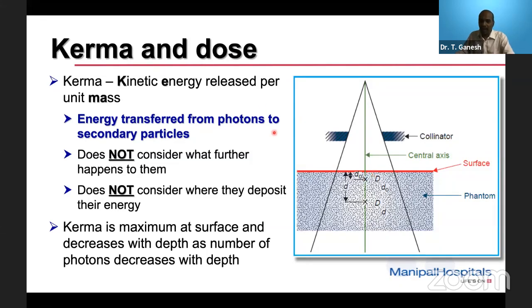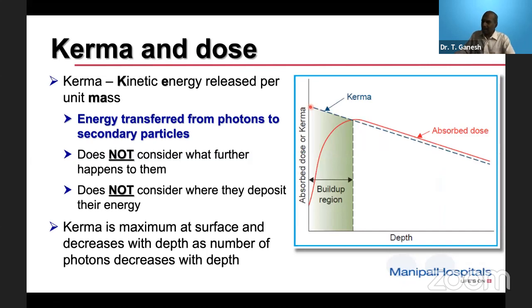So that is why Kerma is maximum at the surface, and as we go deeper and deeper it starts reducing because the number of photons is reducing. Kerma is maximum at the surface and keeps reducing with depth. However, absorbed dose will keep increasing because the electrons set in motion by the photons deposit their energy a little further away, and they travel mostly in the forward direction.